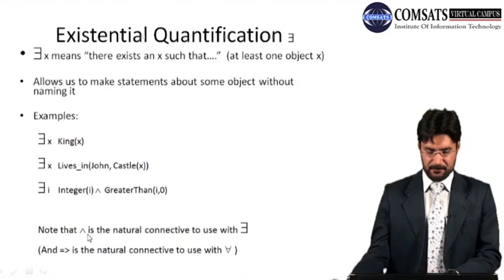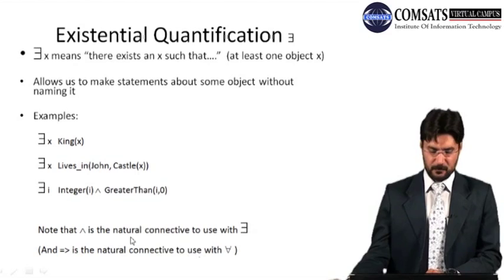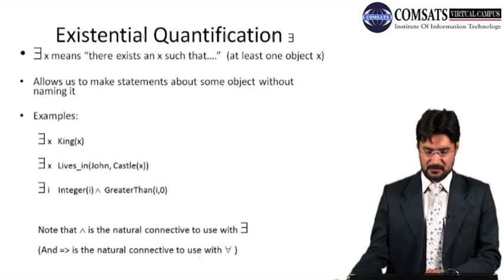Note that "and" is the natural connective to use with "there exists", and "implies" is the natural connective to use with "for all". So we use "and" for the existential quantifier, and we use "implies" mostly with "for all".